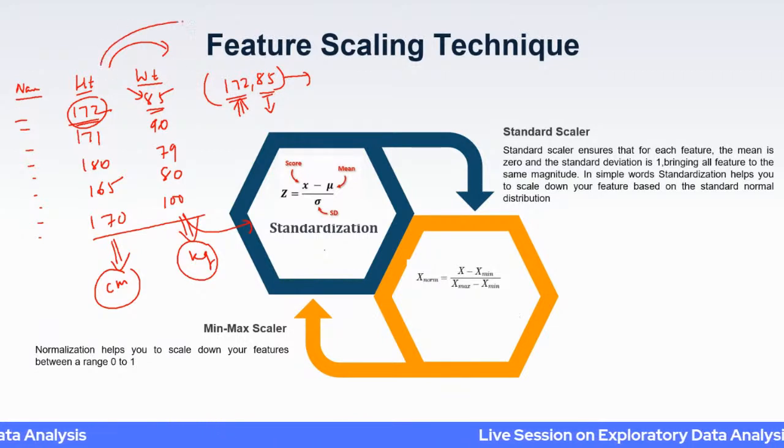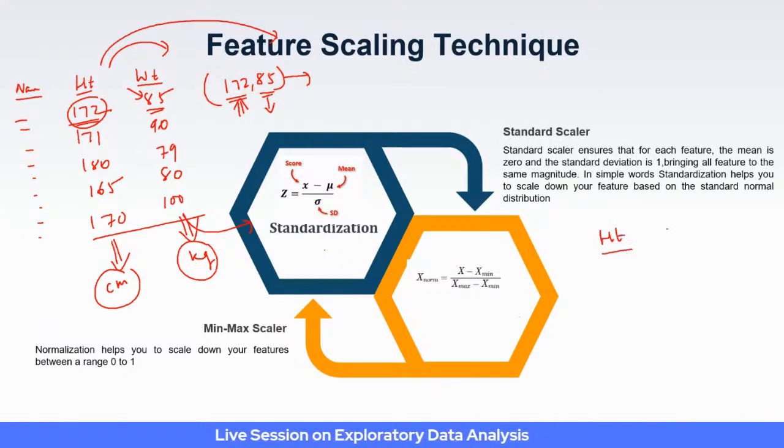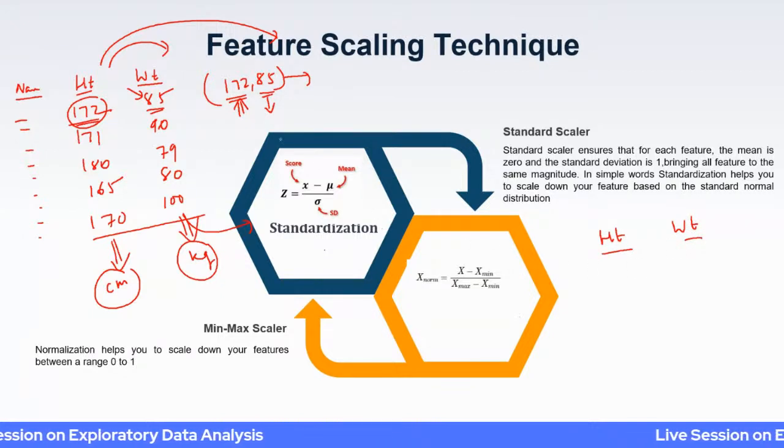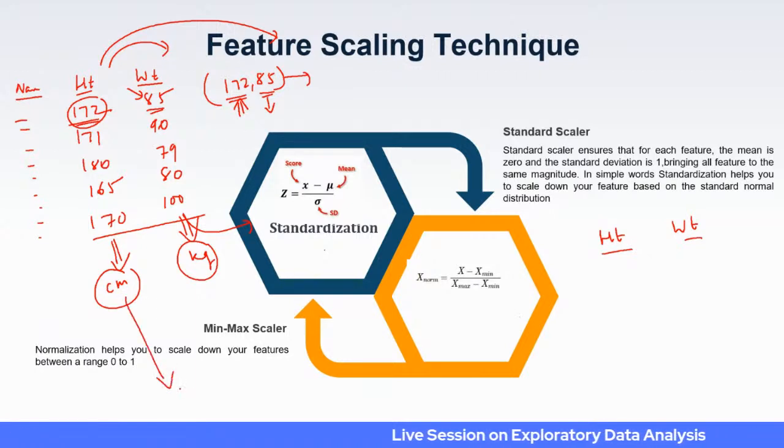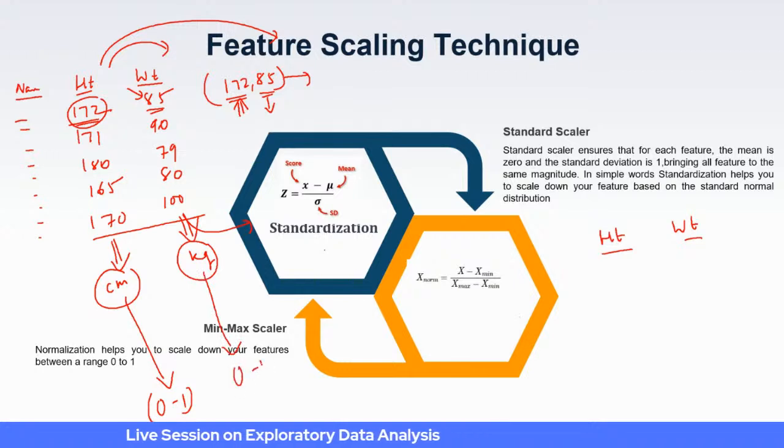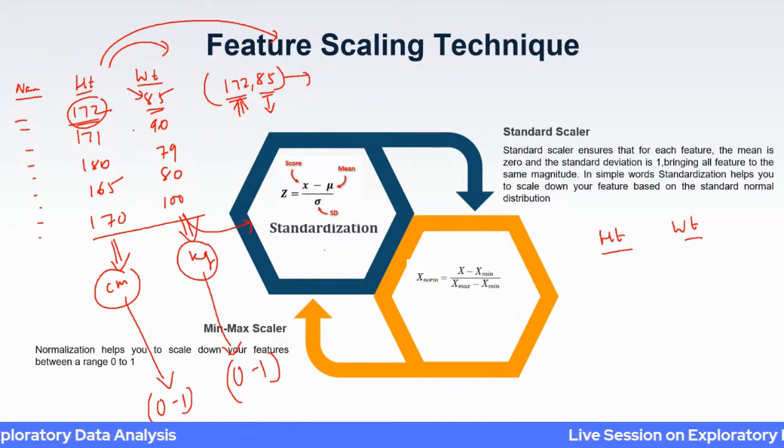Now, if I scale it down, what will be the output? I'm just writing it here, height and weight. Scaling means you are scaling down to a certain number. Let's say I want to scale this to a range of 0 to 1. I also want to scale this to a range of 0 to 1. What can I do? I can simply divide all the numbers by the maximum number.